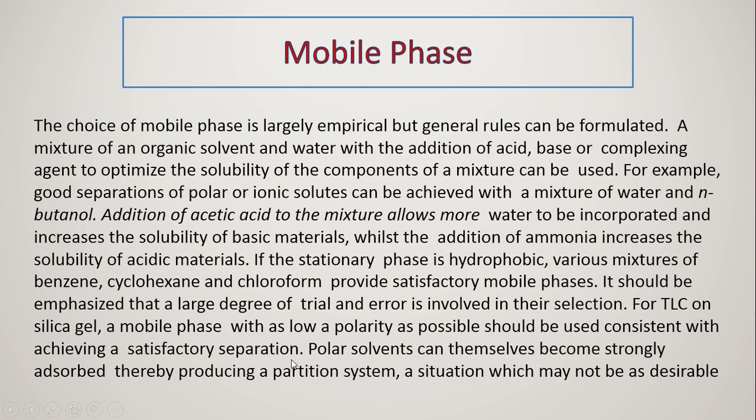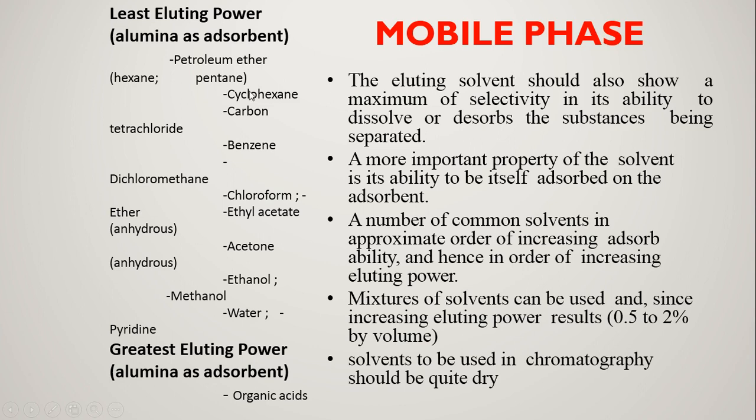So here the polar solvents could be adsorbed on these polar stationary phase and may work as a partition system, means itself may work as a stationary phase. So this situation should not happen. So that type of solvent mixture we choose where this situation does not happen. So these are some mobile phases which are shown for alumina adsorbent. As we said, two types of adsorbents are majorly used, that are alumina and silica gel.